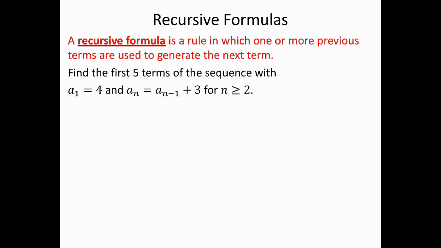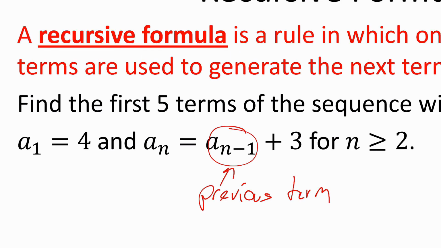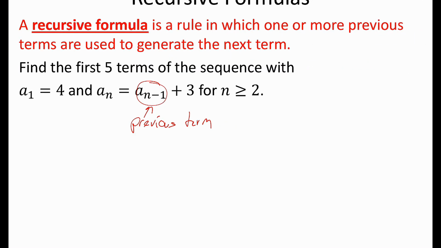Now, quick refresher on a couple of things here. This a sub n minus 1, that's what I want you to think of as the previous term. So to find any term, we're going to take the previous term and add 3 to it. So in this case, we're asked to find the first 5 terms, and the first term we're actually given. We're saying our first term is a sub 1, which is 4. There it is. We were given that.